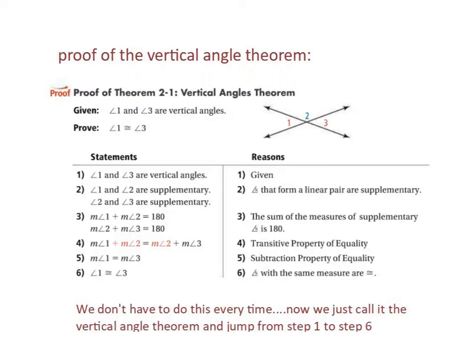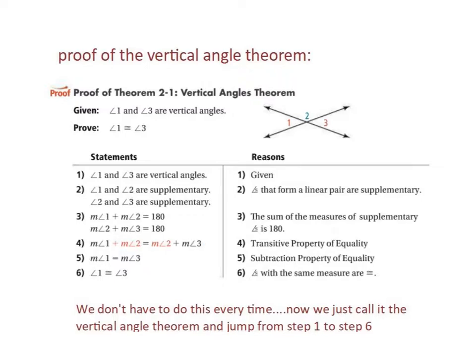Now if you notice that 1 plus 2 is equal to 180, and 180 is equal to 2 plus 3, they both are equal to that 180, which is kind of my go-between. I could just say that the measure of angle 1 plus 2 would equal the measure of angle 2 plus 3. And that's your transitive property. That's kind of like if A equals B and B equals C, then A equals C. That's what we're doing right there.